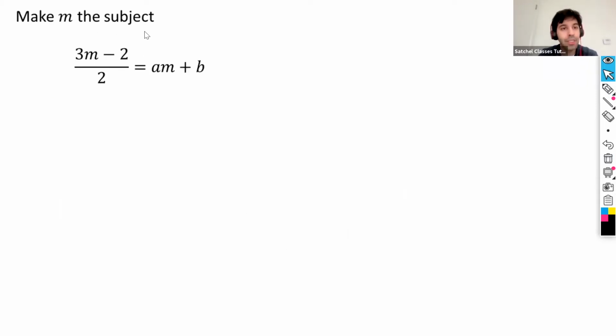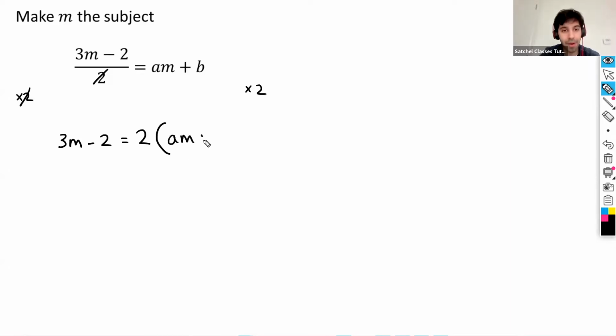So here we go, make M the subject. Now I mentioned earlier, when we have a fraction, when we're dealing with a denominator, we want to get rid of this denominator first. So what I'm going to do is multiply both sides by 2 to get rid of this. So these two cancel out. What we'll end up with is 3M minus 2 is equal to 2 times AM plus b. Every term on this side has to be multiplied by 2.